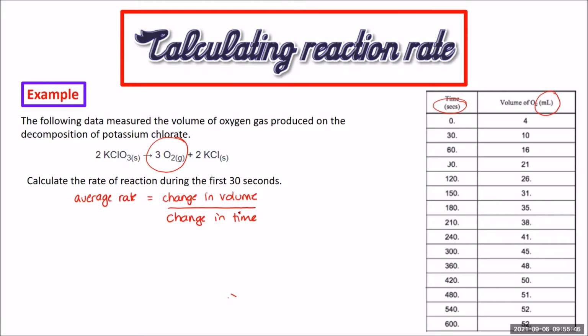Now, if we look at the 30-second mark, we see that the volume is 10. If we look at the 0 mark, the volume is 4, so the change has been 10 minus 4. The change in time has been 30 minus 0. If you run that through the calculator, you will get 0.20 mils per second. If you want to write that more scientifically, you can write that as mils per second.